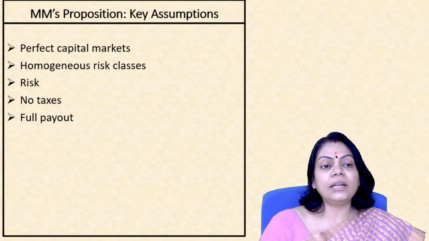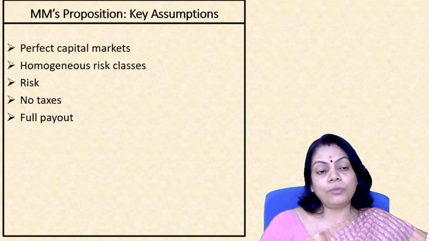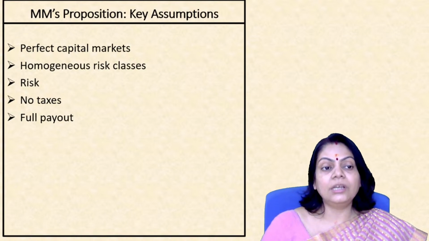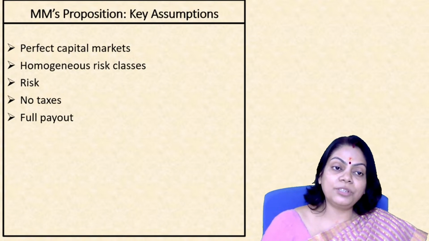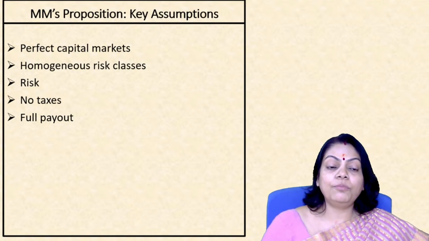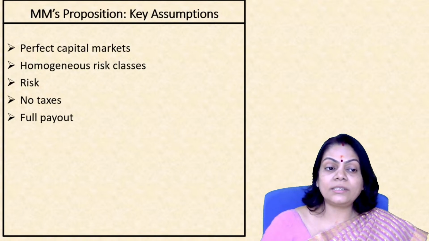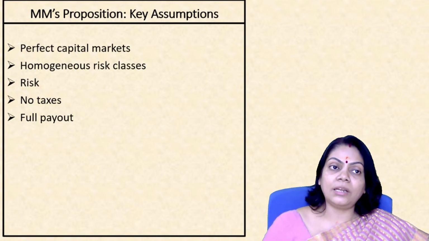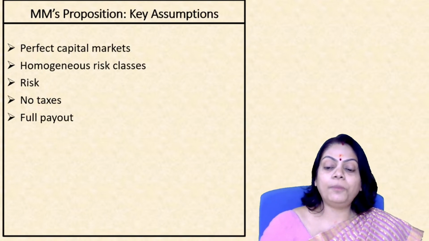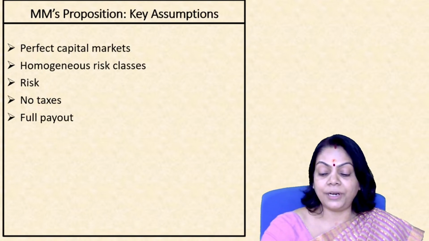The assumptions are that the capital market is perfect. The firms all belong to similar kinds of risk classes. The business risk of the firm remains constant for a particular firm. There are no taxes, and the companies pay out the entire amount that they earn as profit. There is full payout. The entire amount is distributed as dividend.